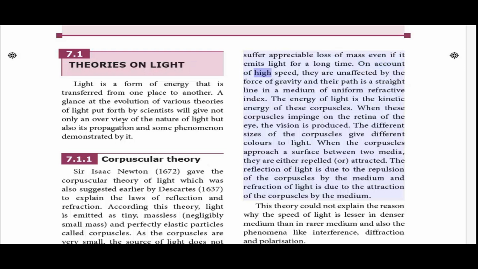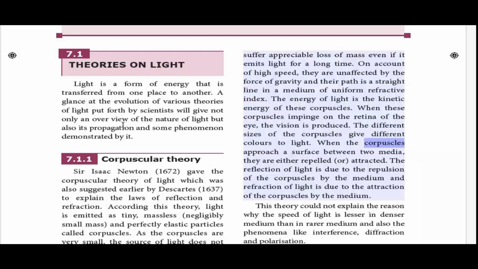On account of high speed, they are unaffected by the force of gravity and their path is a straight line in a medium of uniform refractive index. The energy of light is the kinetic energy of these corpuscles. When these corpuscles impinge on the retina of the eye, vision is produced. The different sizes of the corpuscles give different colors to light.